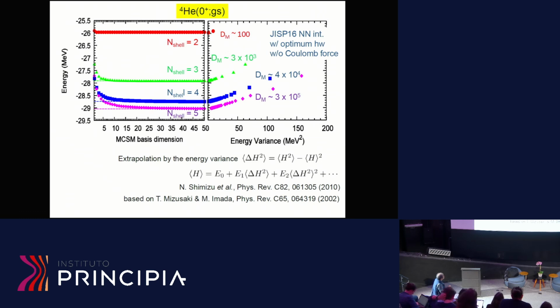Energy variance means this quantity. Here is the Hamiltonian squared. We can take the expectation value of it, and you subtract the H expectation value squared. So if you come to the exact eigenstate, this is 0. You start from here and approach it this way, and the result shows this kind of lowering, and at the end you should have this value as a converged value. And if needed, we do this kind of plot, and we obtain an estimated value at the extremely large dimension.